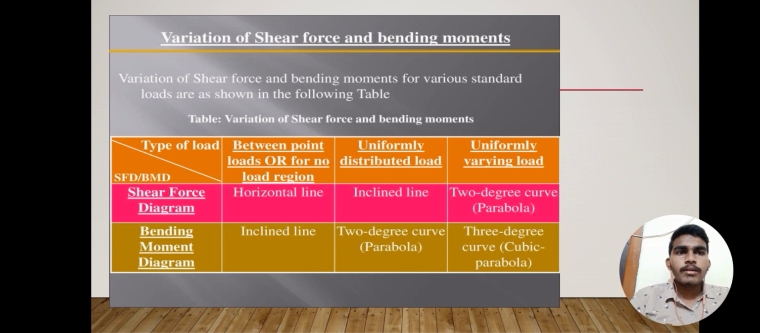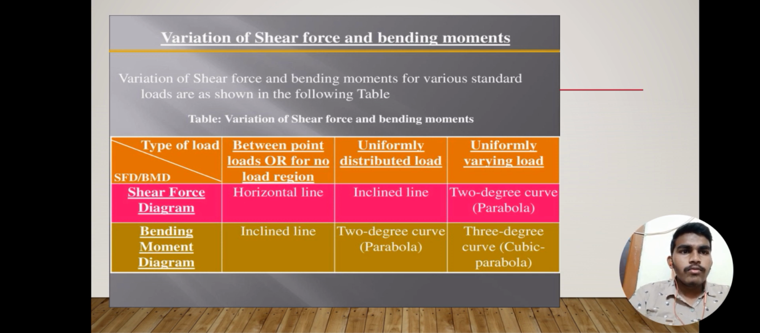Variation of shear force and bending moment. Variation of shear force and bending moments for various standard loads are as shown in the following table. Type of load, SFD and BMD, meaning shear force diagram and bending moment diagram. For a point load or no load region, the shear force diagram is a horizontal line and the bending moment diagram is an inclined line. For uniformly distributed load, the shear force diagram is an inclined line and the bending moment diagram is a second-degree curve, meaning a parabola.